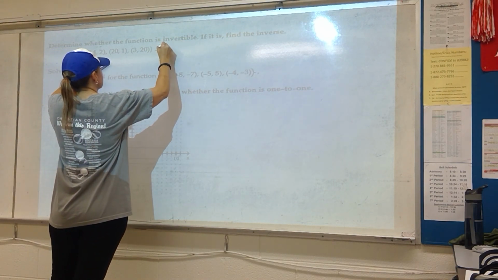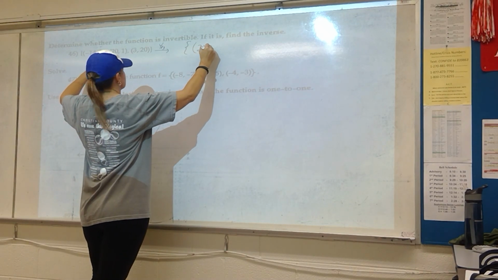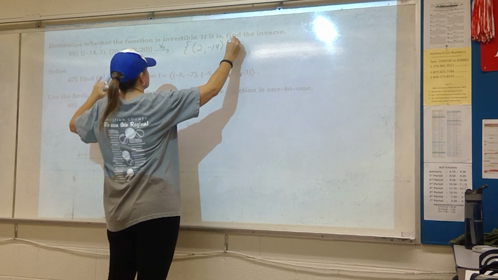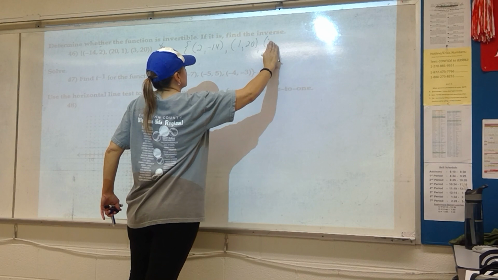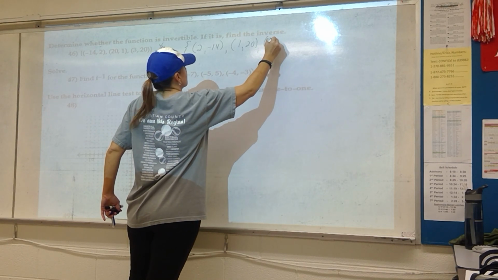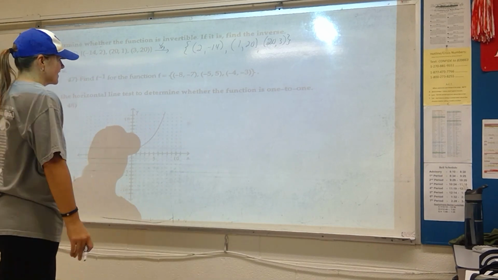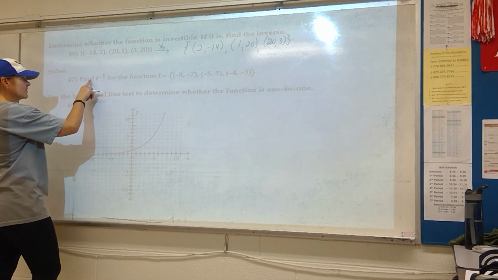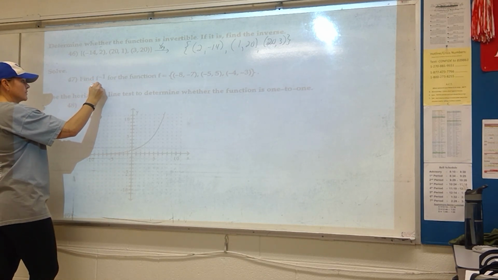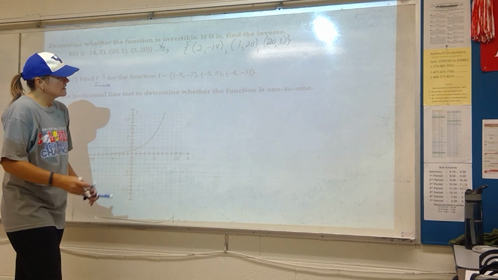So you're going to say yes, and then you're going to list the set, and you're going to switch your x and y. That is it. It is that easy. Make sure you use the set notation because that is the entire set of that relation, a set of ordered pairs. Now this little -1 means inverse. Find f to the -1, that means inverse. Find the inverse for the function f.